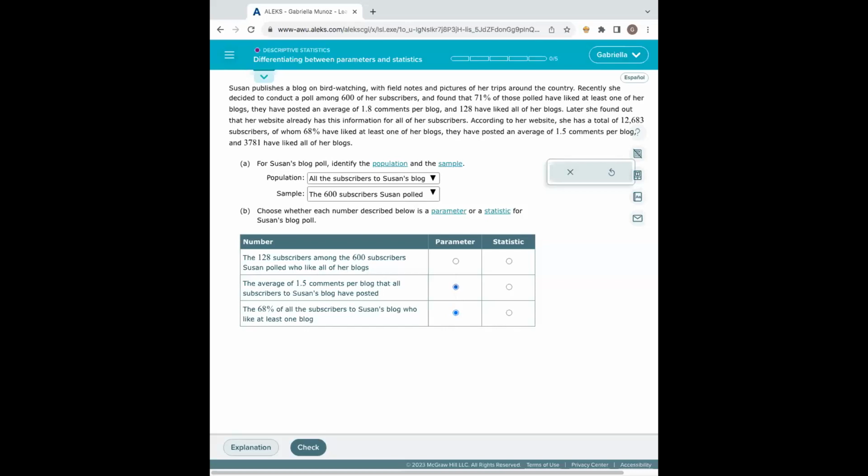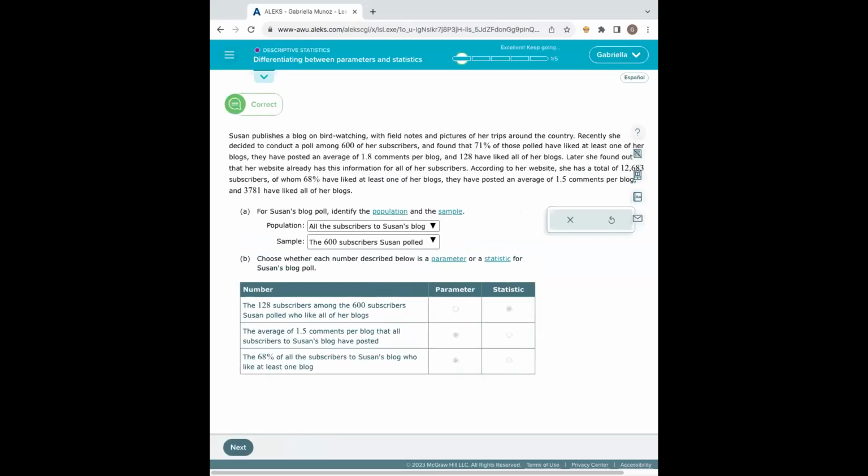The first one refers to the 600 that you sampled. Samples go with statistic. So you have to associate the word sample and statistic, parameter, and population. I see. Yeah. It's really a language thing. I mean, this is not really math in some ways, but it is what it is.